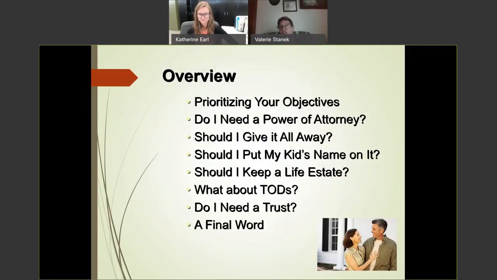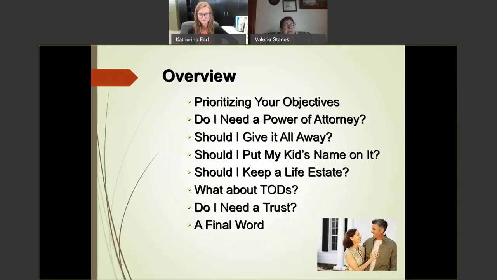Then we're going to talk about actually transferring an asset to someone else and whether that is a good idea and where there are some cons there as well. We're going to talk about adding someone's name. I say my kid's name, but it's any heir. Should I add a name to my checking account, savings account, to my home? And what are the possible ramifications of doing that? We're also going to talk about life estates. I'm not going to get into that very deeply right at this moment, but later on when we cover that topic, I will. Life estates are a little bit complicated, and they are a good solution to some situations.